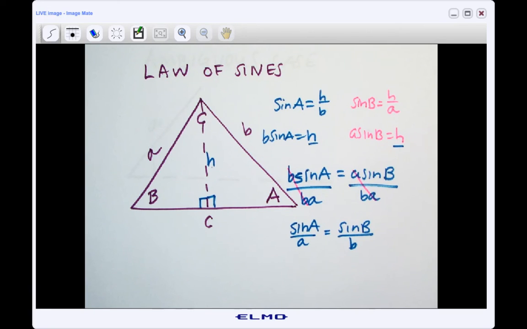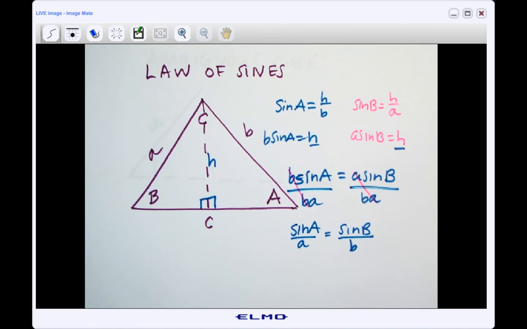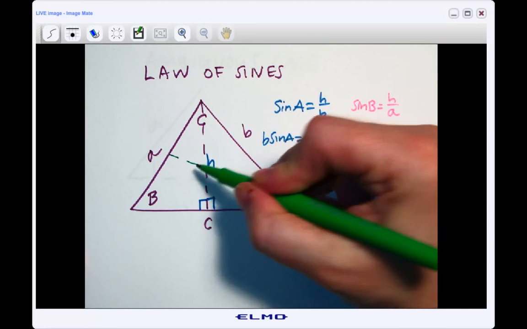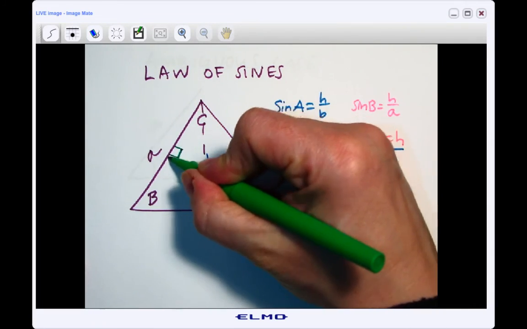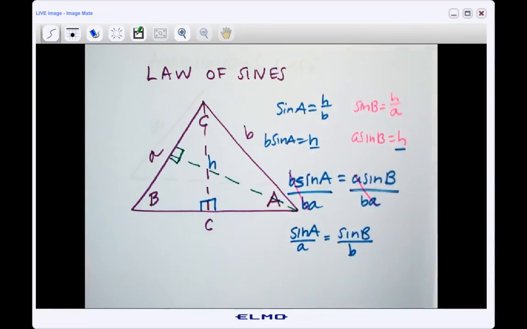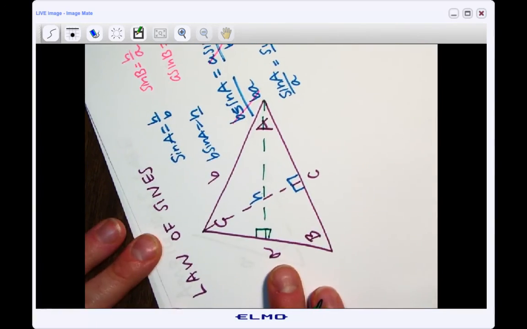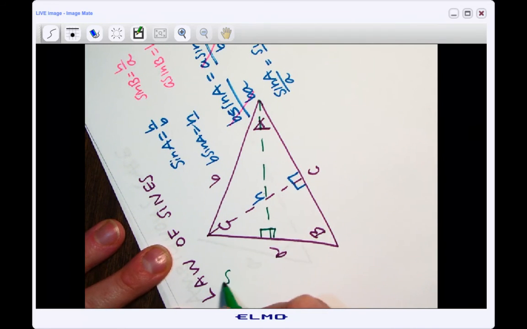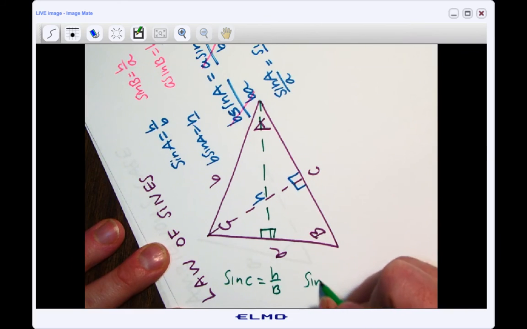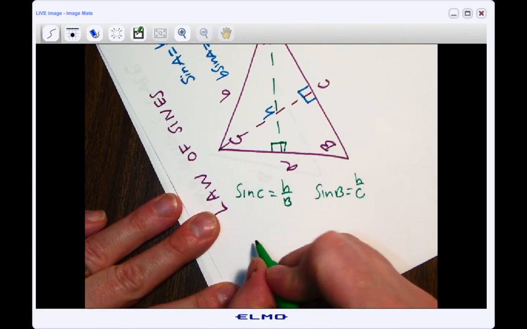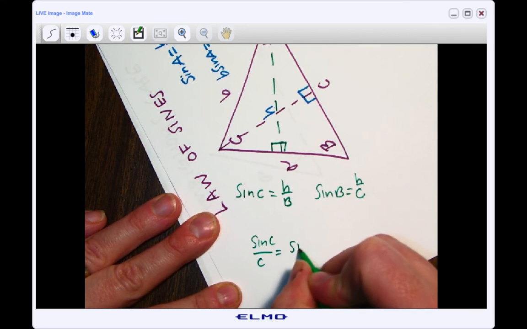There's one piece of information missing. And you can actually get that piece of information by drawing an altitude across one of these other sides, right? And making the angles like this. So if you hold your triangle this way, you can say that sine C is equal to H over B. And now you can say sine B is equal to H over C. And do that same process again, right? And what are you going to end up with? You're going to end up with sine C over C is equal to sine B over B.